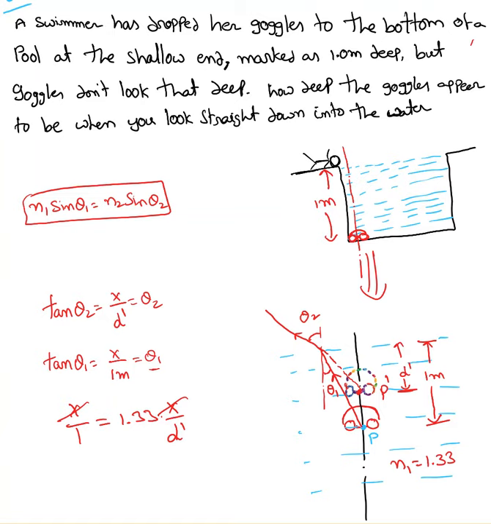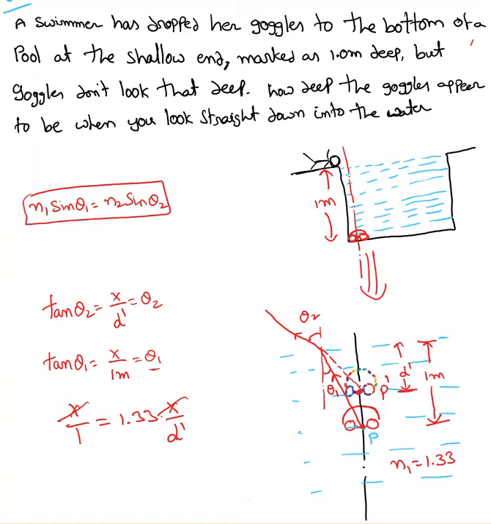Now we're going to use Snell's law here, n1 sine theta 1 equal to n2 sine theta 2. The light ray is traveling from the goggles. Wherever you see an object, the light rays are traveling in every direction. Say, for example, your eye is right here, so only a few light rays are going to enter your eye. That's what I'm looking at here.